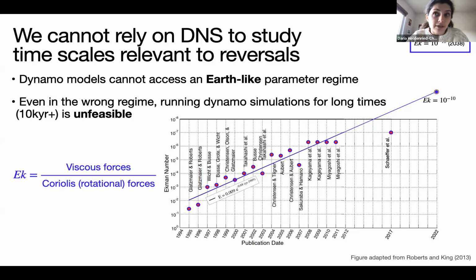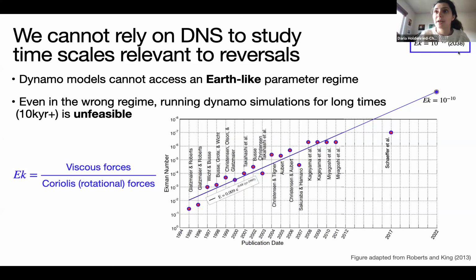The parameter that's generally used to describe how close the simulation is to Earth-like is the Ekman number, which tells us about the ratio of viscous forces to Coriolis or rotational forces in the system. Because the fluid in the outer core is not very viscous, but is rotating rapidly, the Ekman number in the Earth is very small. It's of the order of 10 to the minus 15.